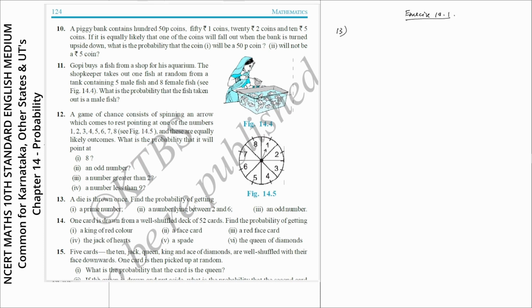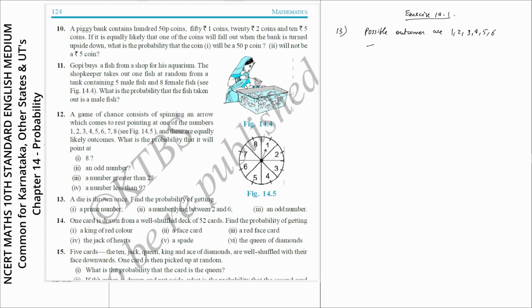Exercise 14.1, question number 13. A dice is thrown once. Find the probability of getting a prime number, a number lying between 2 and 6, an odd number. So in this question, in the dice-throwing experiment, what are the possible outcomes? The possible outcomes are 1 2 3 4 5 and 6. These are the possible outcomes that we get when we throw a dice.